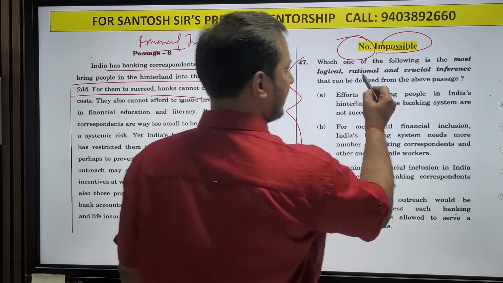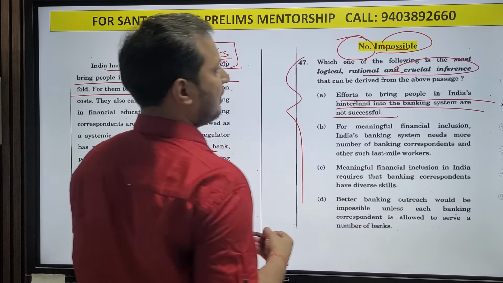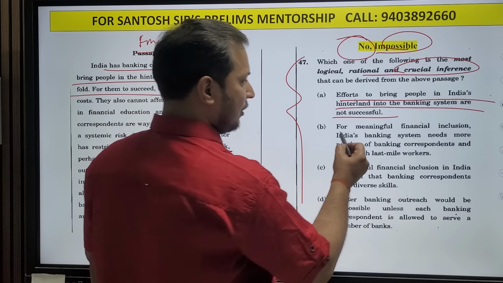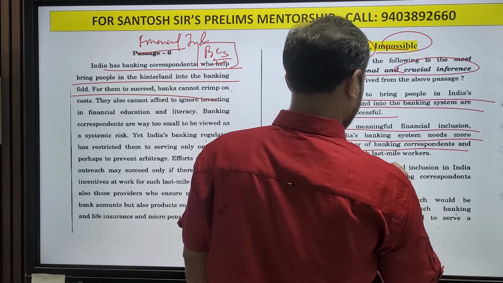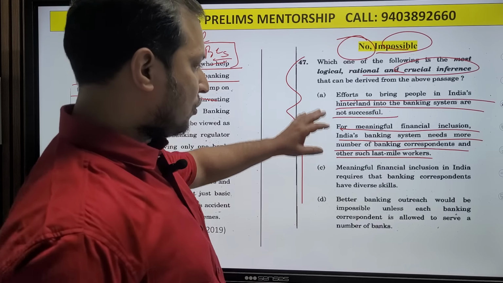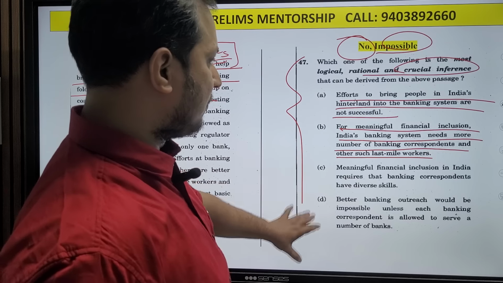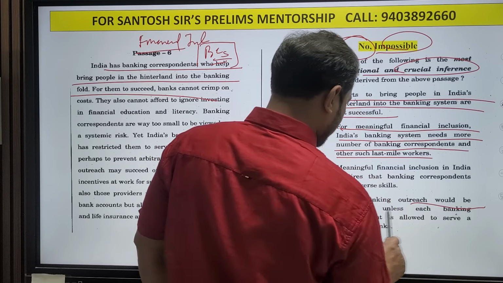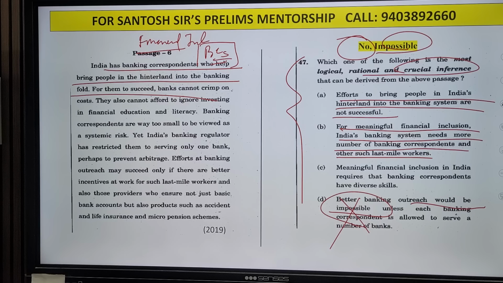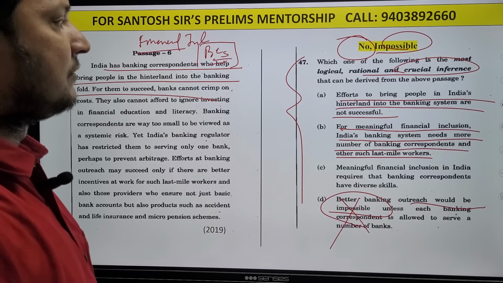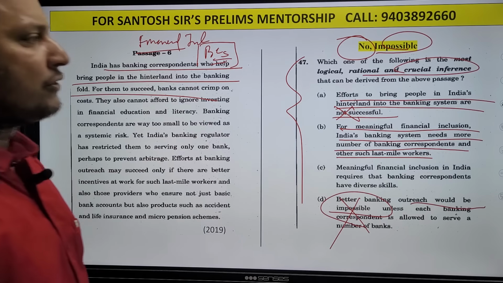Now, which is the logical and rational inference? Efforts to bring people in India's hinterland into the banking system are not successful. Second, for meaningful financial inclusion, India's banking system needs a number of other things. Wherever you get the word impossible, as in better financial outreach would be impossible, eliminate that. Not successful, eliminate that too.